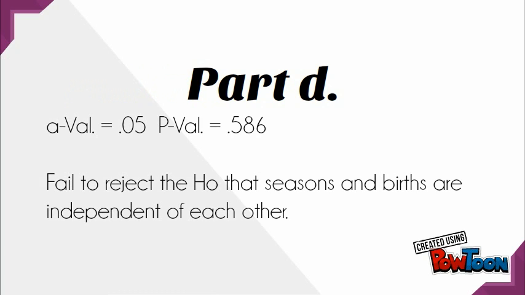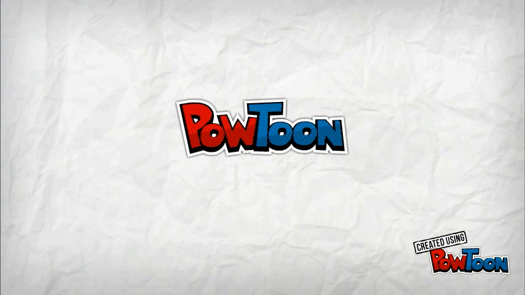For part D, we have an alpha value of 0.05 and a p-value that was calculated, which is 0.58. In which then we conclude that we fail to reject the H0 that seasons and births are independent of each other.